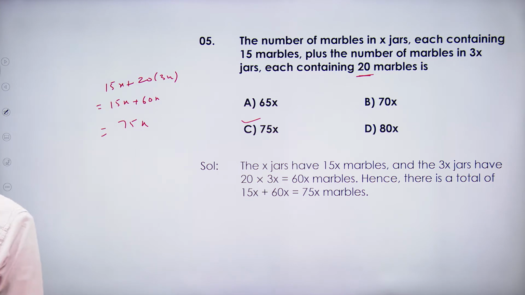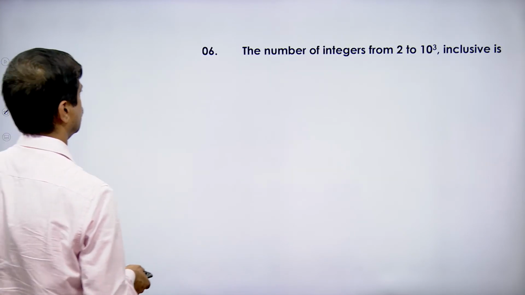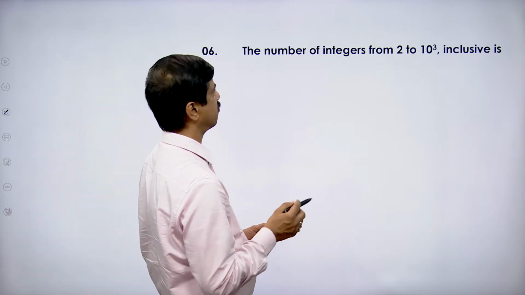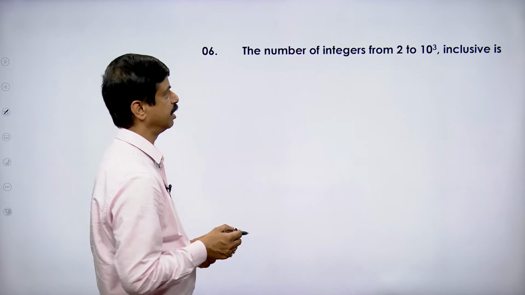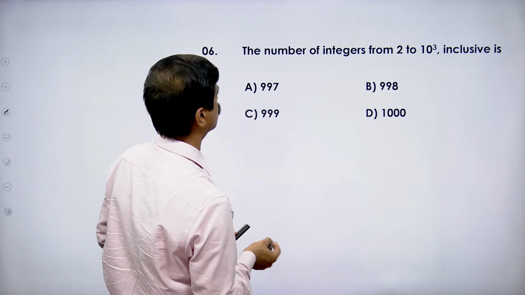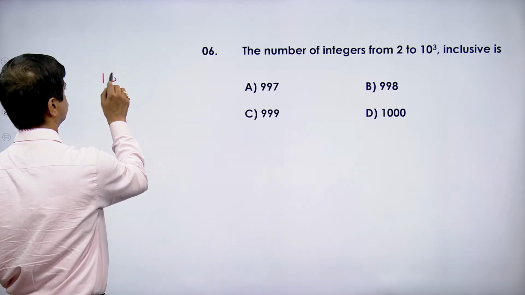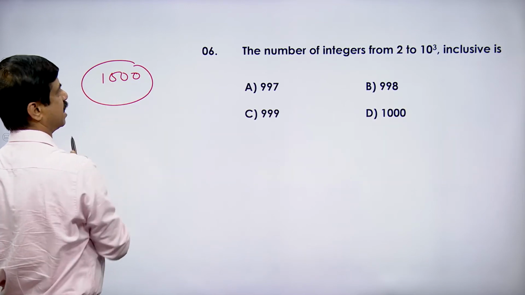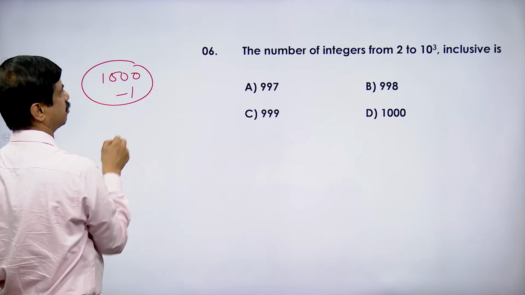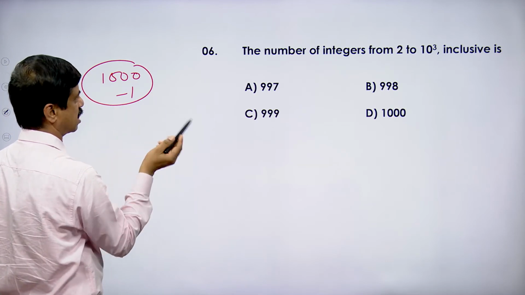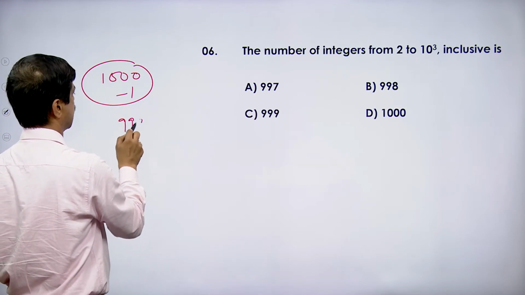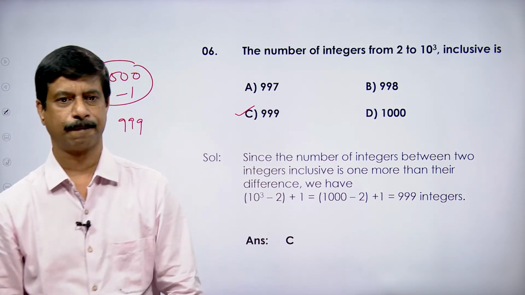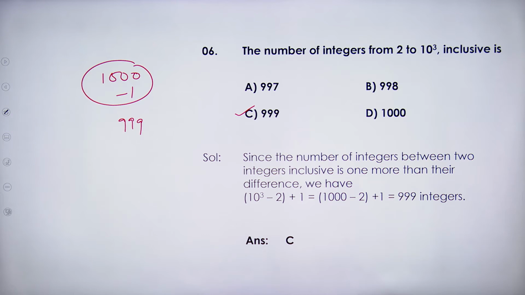Okay children, so let us go to the next question. The number of integers from 2 to 10 power 3 inclusive. 10 power 3 is 1000. So integers means only 1 is deleted out of 1000, you delete 1, 2 is started with. So 999 are the integers. So option is C. Please note it fast children.